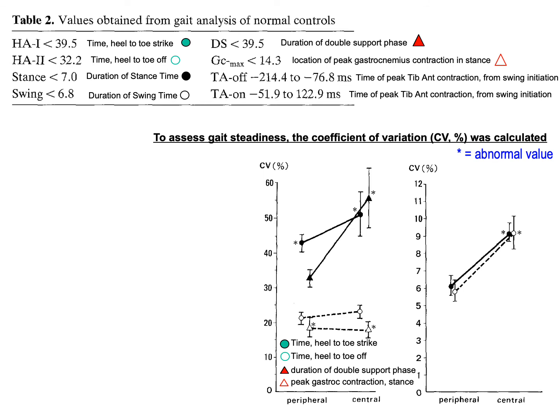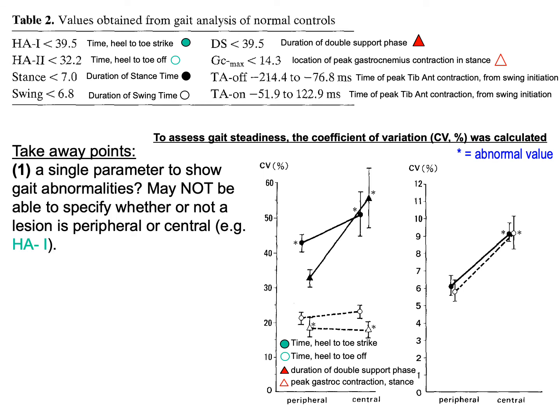To the results now. There were a few takeaway points. First, they cautioned researchers that were looking for a single parameter that could show gait abnormalities between the peripheral and the central group. And they suggested that it may not actually be possible or appropriate to specify whether or not a lesion is peripheral or central just based on a single gait output parameter.